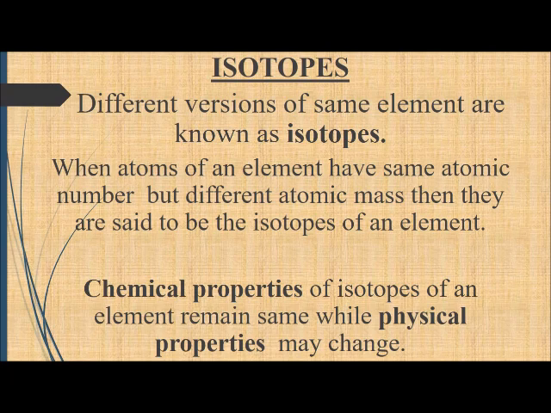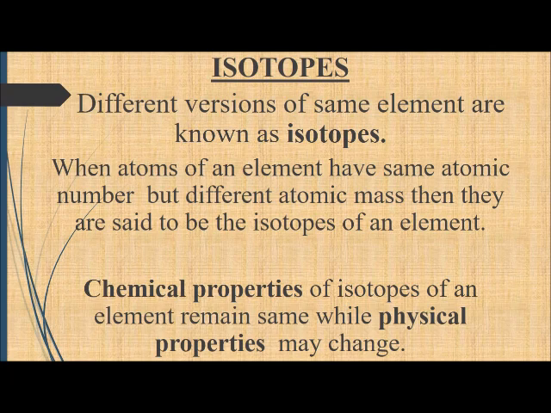Now we will discuss isotopes of an element. Different versions of the same element are known as isotopes, as elements are made up of the same kinds of atoms. When atoms of an element have the same number of protons, meaning the same atomic number, but a different number of neutrons, which makes their atomic mass different, then they are said to be isotopes of an element.